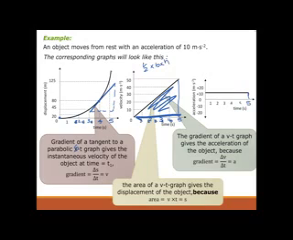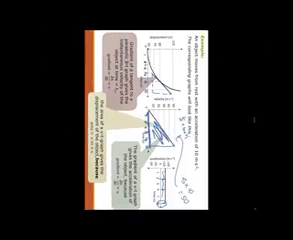Now, if I take the area under the graph for the full 5 seconds, that would be 5 times 10, that's 50. That 50 is how fast it's going after 5 seconds. If I wanted it after 4 seconds, I would go 4 times 10. For 2 seconds, 2 times 10. So it's the area under the acceleration graph at that specific point in time that gives the velocity.